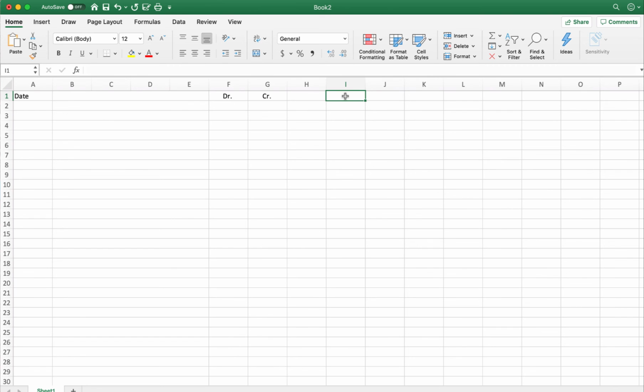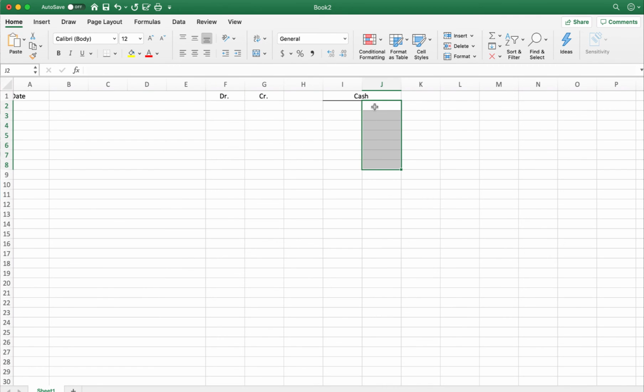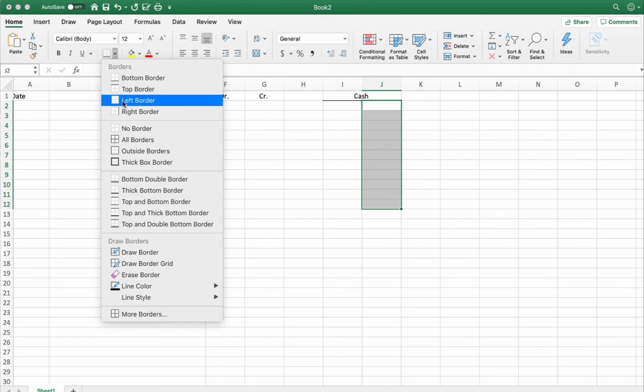In the problem, they give us the T accounts, or the ledgers, that they want us to have. So I'm just going to go ahead and create those, right? Nothing too difficult. We did this last week. Merge and center, and I'm going to type in cash. I need my bottom border, and I need my left align.